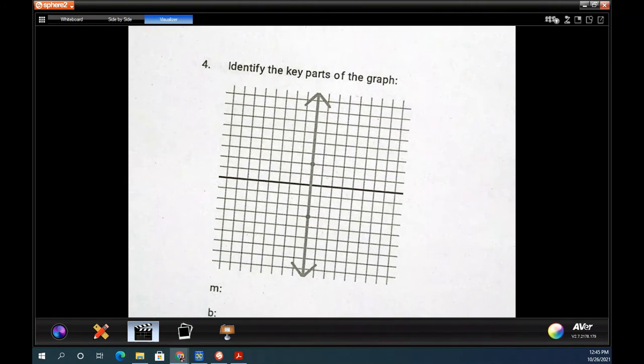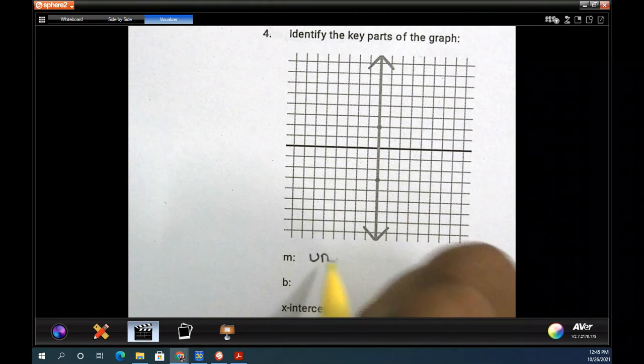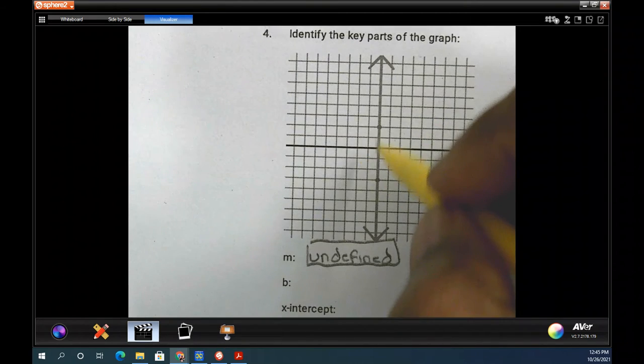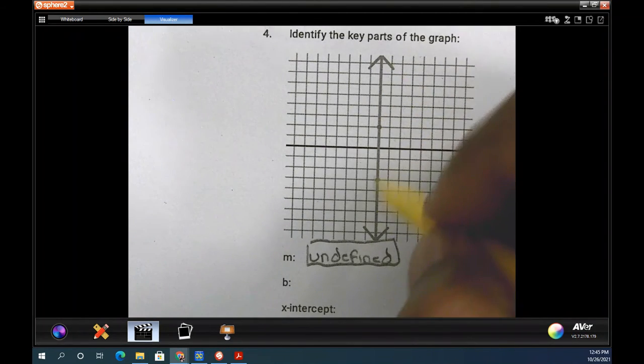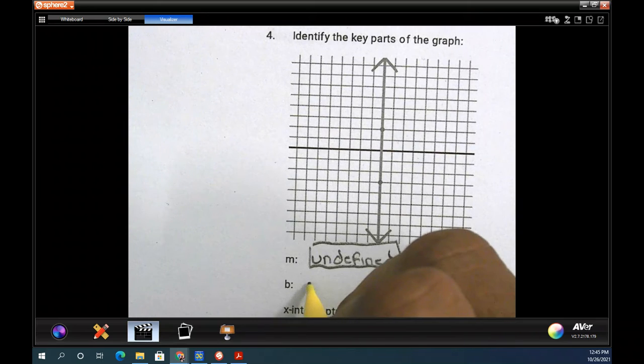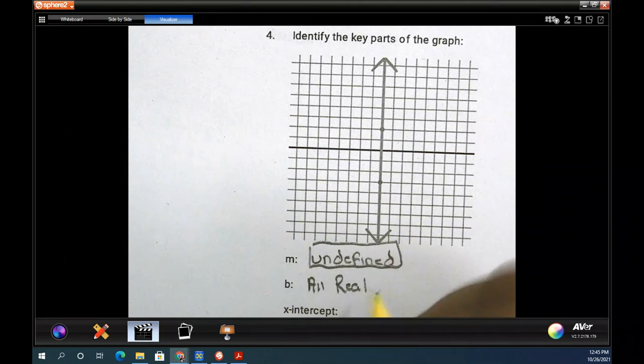Vertical line. What's the slope? Undefined. It's a button. Now, B. Where does it intersect the y-axis? All what? All real numbers, which is a button. It goes all the way up and down the y-axis.